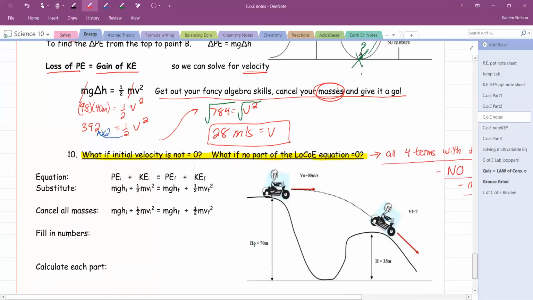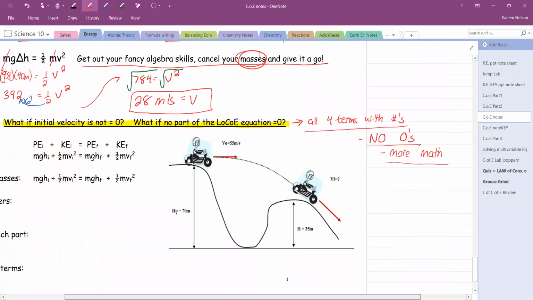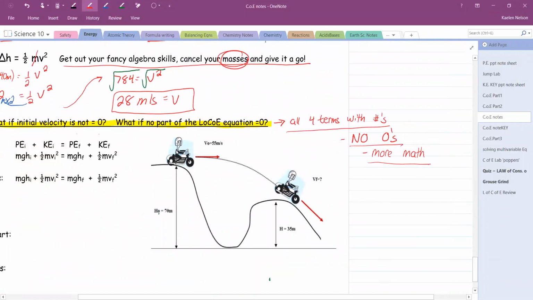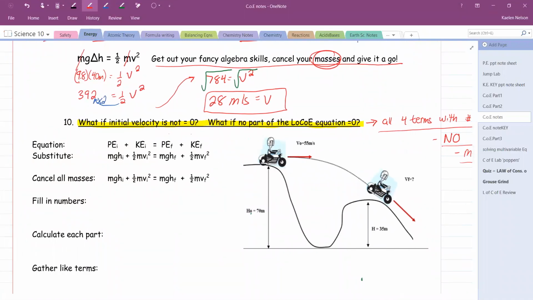My very last example I want to do is moving right into Physics 11, but I'm sure some of you are up to the challenge. This is one where all 4 of your terms have numbers and no zeros are present. So you're going to have a little bit more math going on here. I'm going to go back to our very first equation where we had the 4 terms. Potential initial plus kinetic initial equals potential final plus kinetic final. In this case, we're not going to cancel any of them. We're just going to fill in all our numbers.